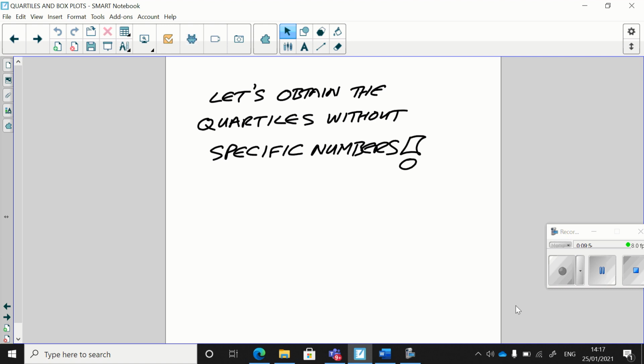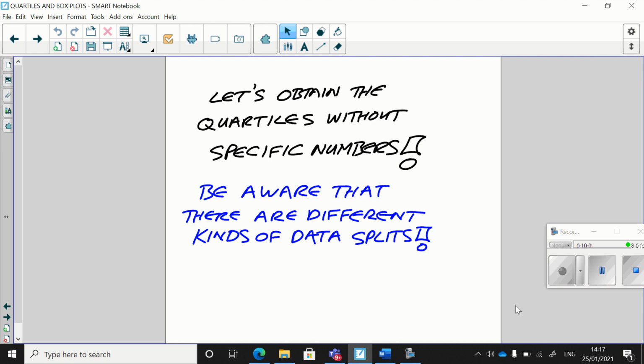Okay, so we're just going to go through how to obtain the quartiles without any numbers, because depending on how many numbers you've got, there's different ways to split it up. Initially, when we just looked at obtaining the median, it all depended, was it an odd set of numbers or an even set of numbers? So that's going to kick in here because we're really finding one true median and two kind of pseudo medians. Okay, right, that's fine.